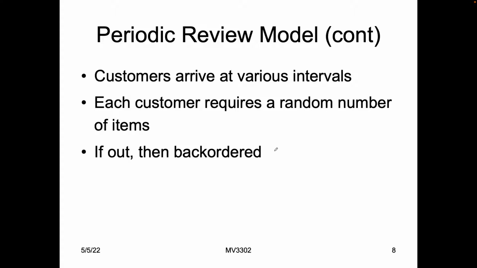On the other hand, if I'm really hungry and I go to In-N-Out and they're out or it's busy, I'll go down to Burger King or something. In this case, though, we're assuming we have a captive audience. So if we can't give it to them, we'll back order it.